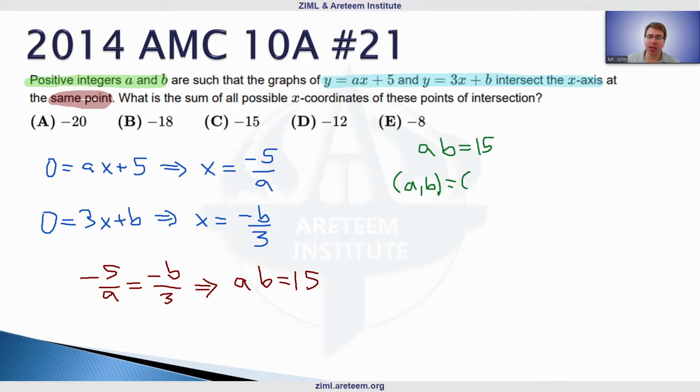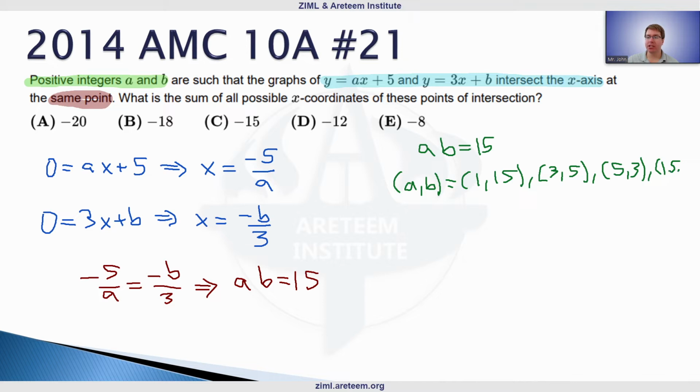Note the order does matter in this case, so we want to be careful how we're writing this out. Of course, 1 times 15, we're then also going to have 15 times 1. But you'll see what I mean where the order matters in our x value. So we do want to keep track of these in order. Luckily, 15 isn't that big of a number.